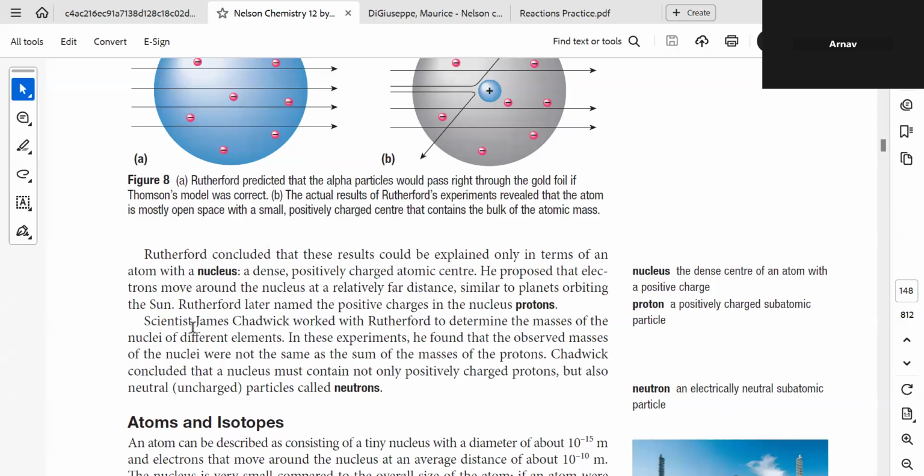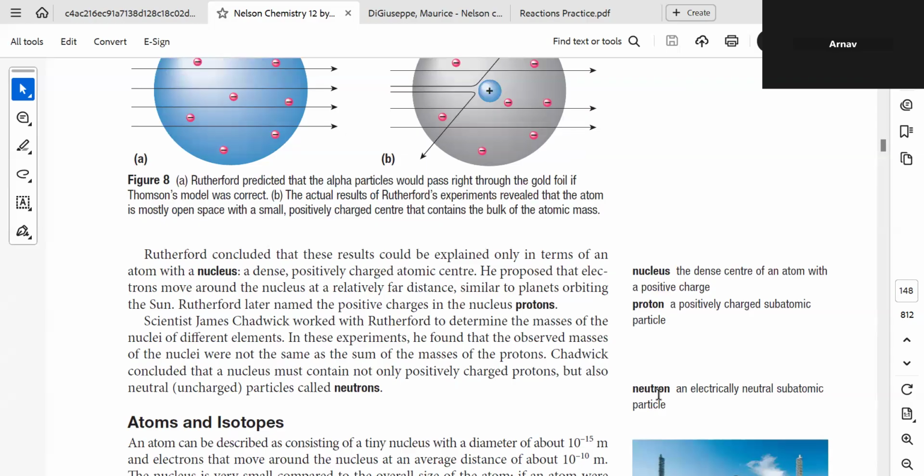Then there was another scientist, James Chadwick, who discovered neutrons, because he did some experiments and saw that the observed mass of the elements was different from the predicted mass. In order to adjust for that, he proved that there are neutrons present in the nucleus. So I want you to write down this: nucleus, protons, and neutrons.